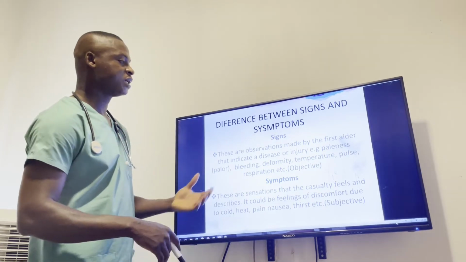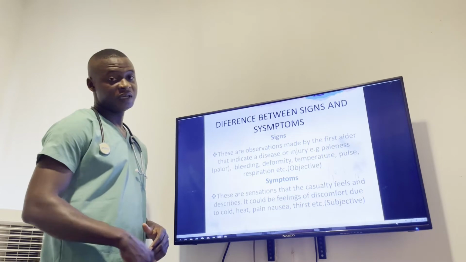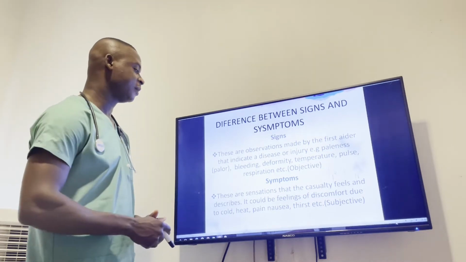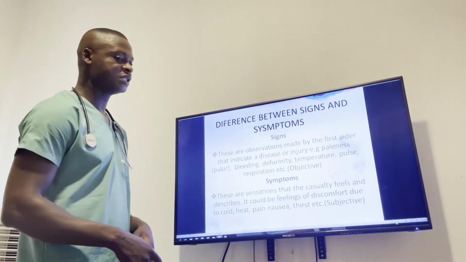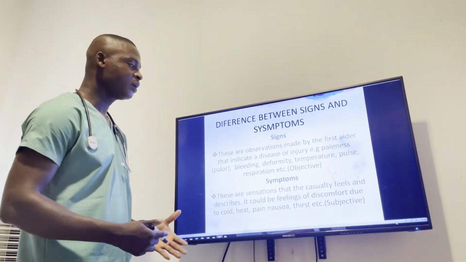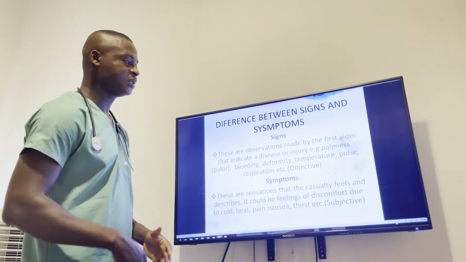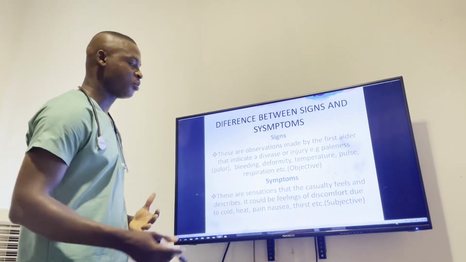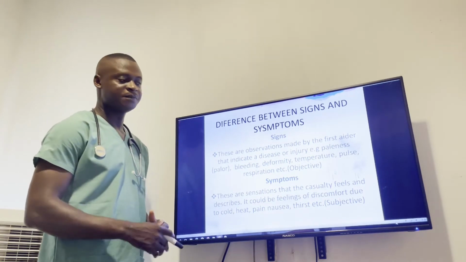All right, so the nurse can see that the patient is pale, which we refer to as pallor. If the patient is bleeding, the nurse can see that the patient is bleeding and say it. Deformities, if the patient has any deformity, be it congenital or acquired. Temperature, the nurse can measure your temperature, can measure your pulse and see it, can also observe your respirations and then talk about it.